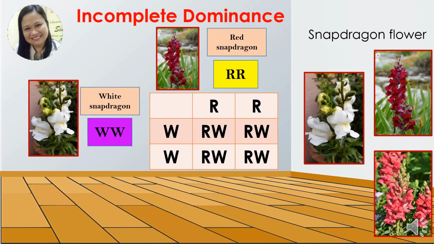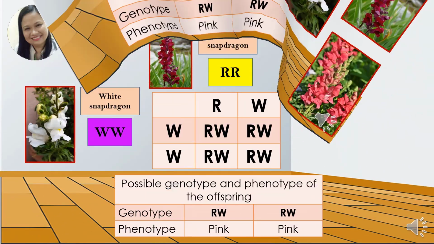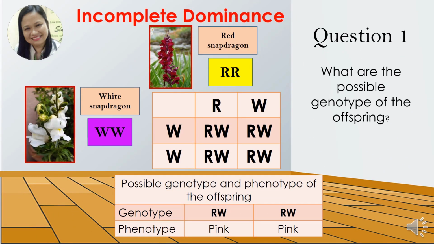If you do the Punnett square, you will get RW, RW, RW, and RW inside the box. So the possible genotype and phenotype of the offspring is RW and pink. Question number 1. What are the possible genotypes of the offspring? Based on the Punnett square that we have, the genotype is RW.